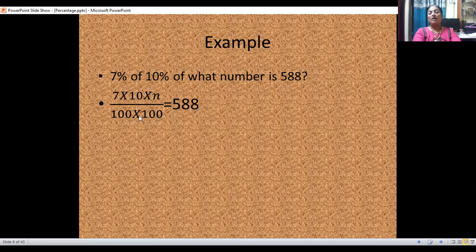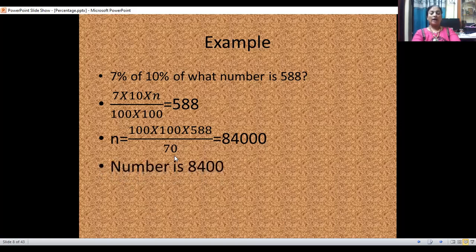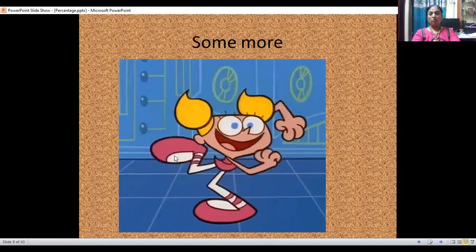Now this 100 into 100 will come to this side, and n will be kept like that only, and 7 into 10 will come to this side, and it will become divided by, it will become into. That means n is equal to 100 into 100 into 588 divided by 7 into 10, that is 70. And we will get 84,000. So the answer is 84,000. I hope you have understood how we have solved.